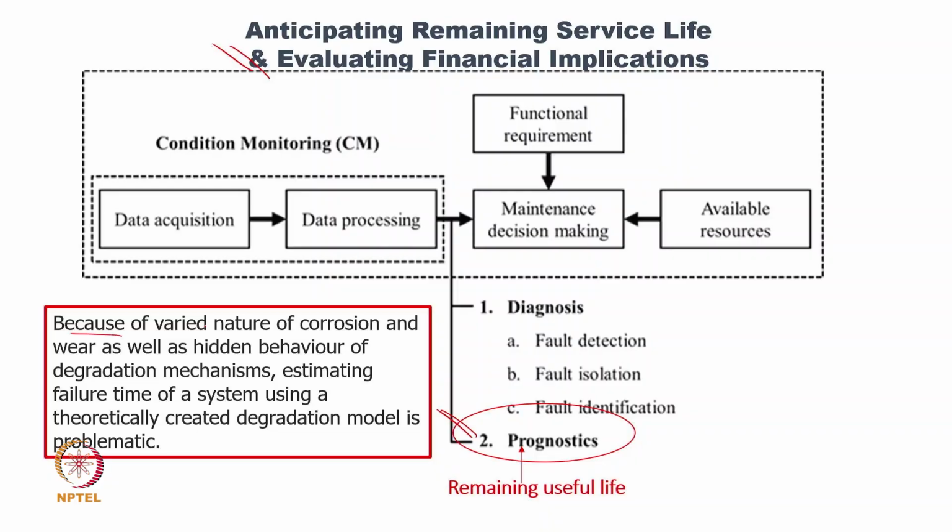So that's why I say, because of the varied nature of corrosion and wear, as well as the hidden behavior of the degradation mechanism, the mechanisms are still not very clear. We don't have any generalized equation. Estimating the failure time of a system using a theoretically created degradation model is problematic.